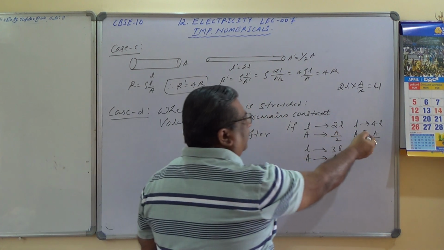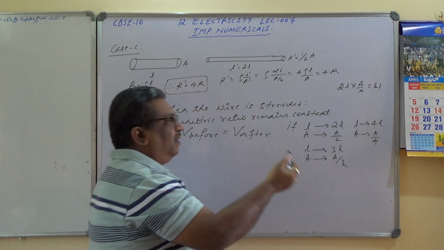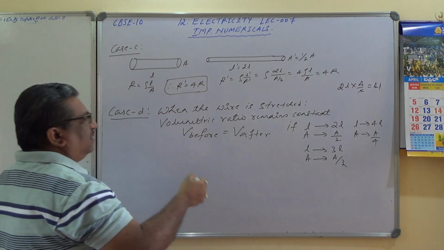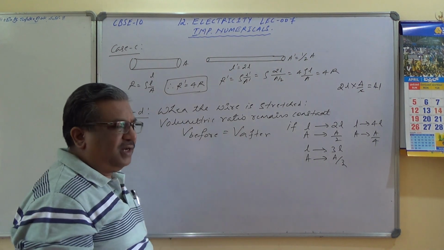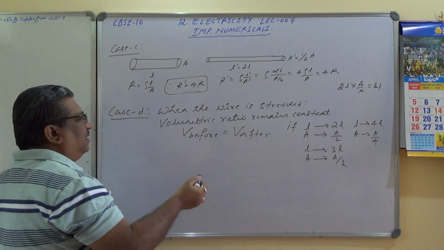Here also you can check it. Length into area is volume. 4L into A by 4 is also volume, which equals AL. And therefore, very important, if the length is stretched to twice its original length, then the cross section area decreases by half.